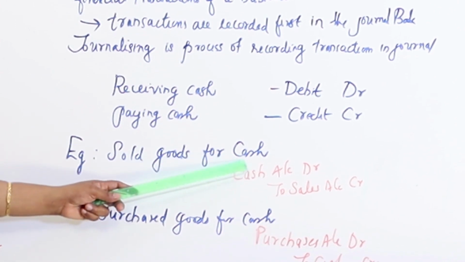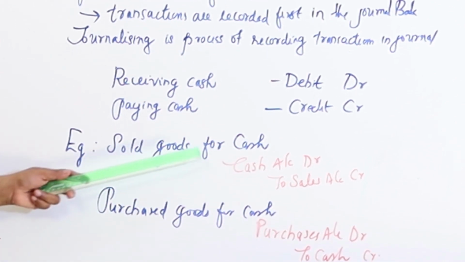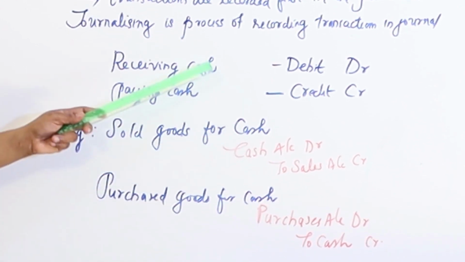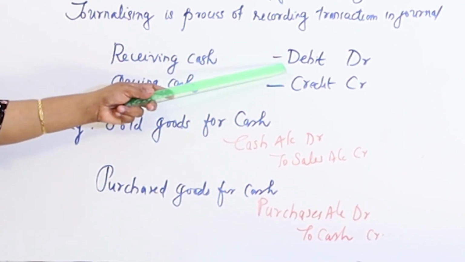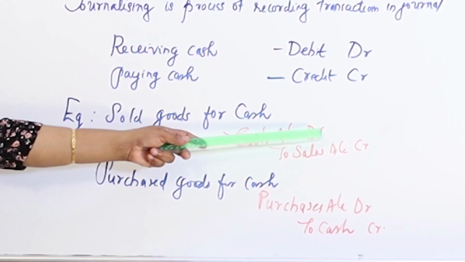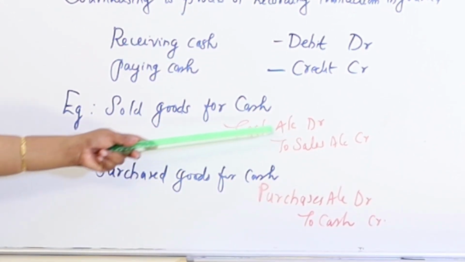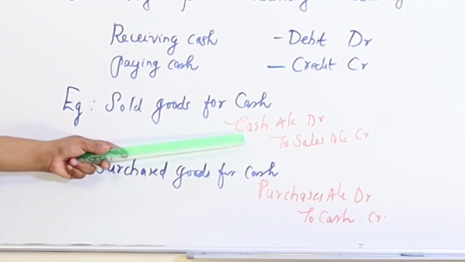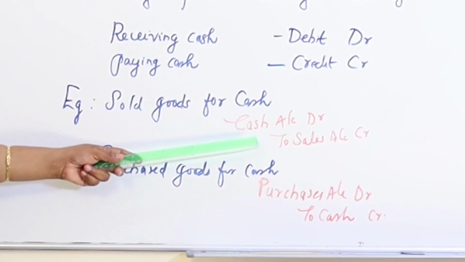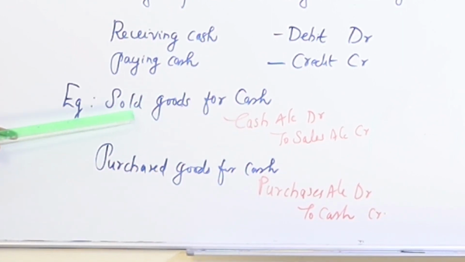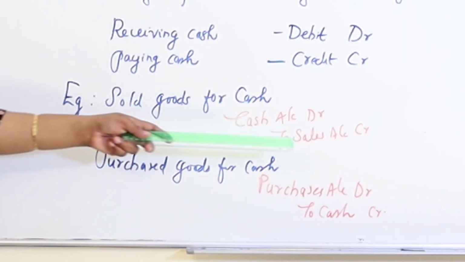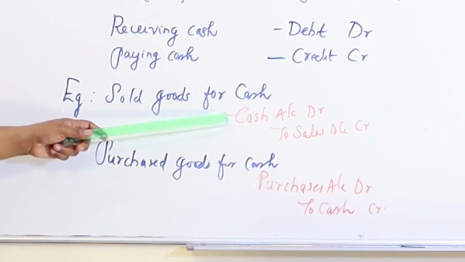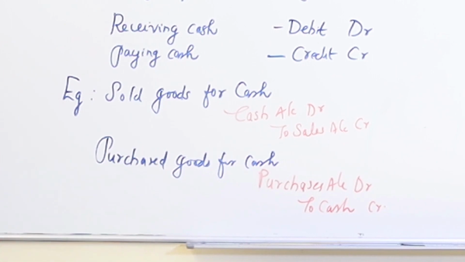Sold goods for cash. Sold goods for cash means cash is coming inside the business. So when cash is coming, we have to debit it. That means cash account, we have to debit it. Cash is an asset. When an asset is increasing, we have to debit it. So cash account debit. Okay, the cash is received for sales, so we have to credit sales. So sold goods for cash, entry will be cash account debit to sales.